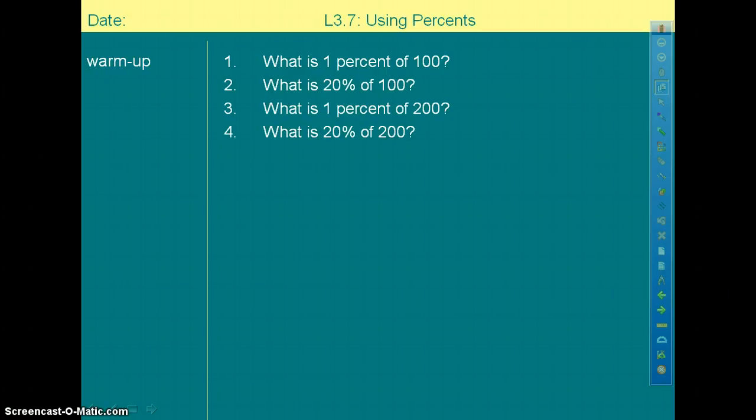In number 1, we should be able to easily see that 1% of 100 is 1. And in number 2, 20% of 100 is 20. If we increase our amount to 200, that would double each of these values. So 1% of 200 is 2, and 20% of 200 is 40.